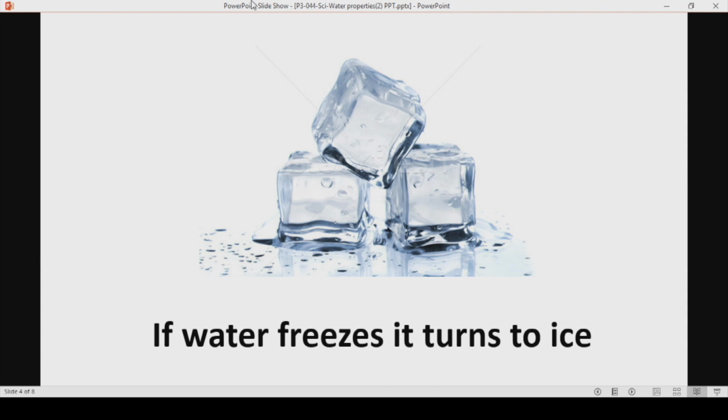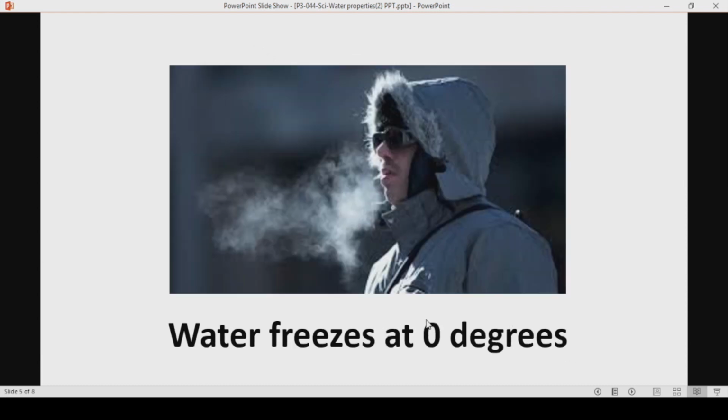Yes, does anybody know what these are? Ice cubes. Yes, sometimes we put these into our drinks to keep our drinks cool. And you can see ice is hard water. When water freezes, it gets hard and it becomes ice. Water freezes at 0 degrees.